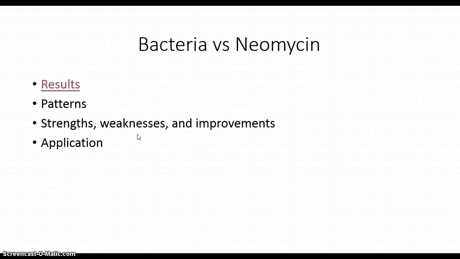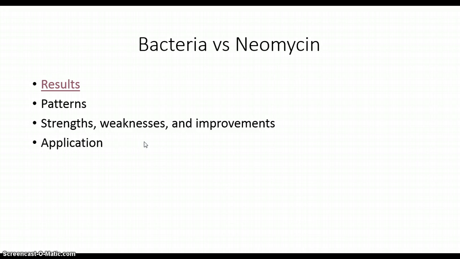Weaknesses would be that there weren't sterile pieces of paper. We can actually purchase sterile pieces of paper, but they're kind of expensive. So that would be a weakness. If you were to do this in a real microbiology lab, you would have access to sterile paper.